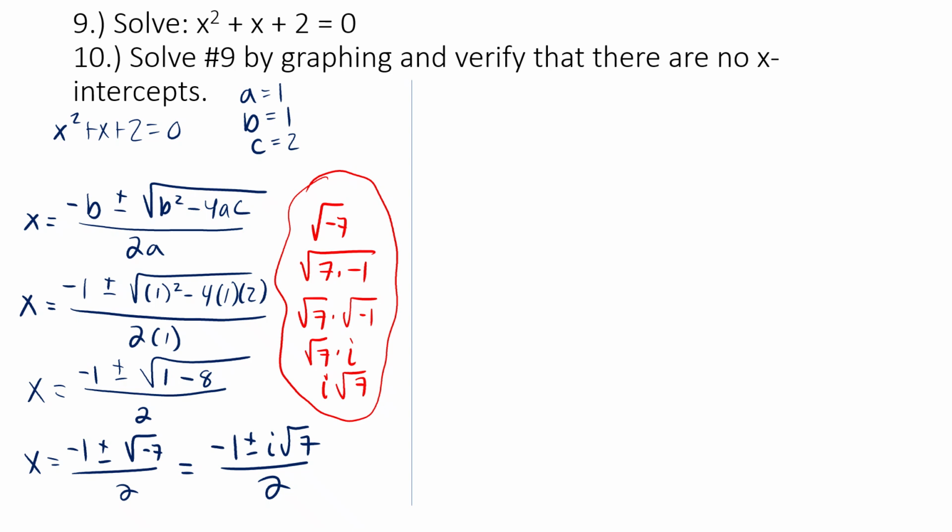Now, number 10 said solve number 9 by graphing. So to solve that by graphing, what you do is you take this 0 and you substitute that with a y, and then you look for the x-intercepts. Why do we look for the x-intercepts? Because every point on that x-axis has a y-coordinate of 0, which is what that little substitution trick there is.